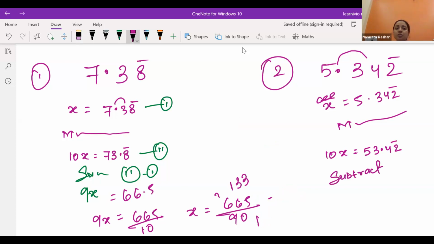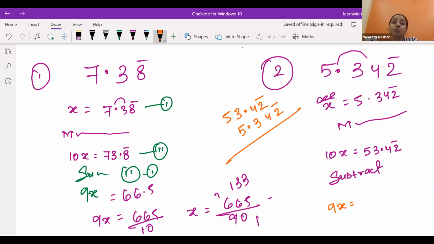The main confusion arises over here. Okay, please listen to me carefully. How are we going to do the subtraction? Subtracting on the left hand side is really simple. 10x minus 9x. In class 7, you were doing this type of algebraic subtraction and addition. So it is clear that 10x minus x will be 9x. But what about 53.42 bar, subtracted with 5.342 bar? Now while learning the decimal chapter, you must have learned that when adding or subtracting, we put decimal below decimal. Yes or no?